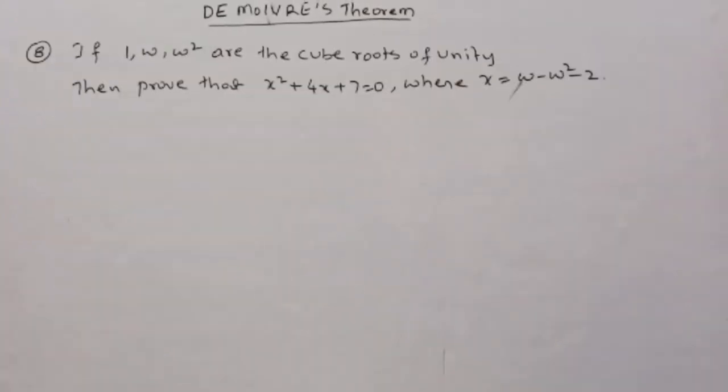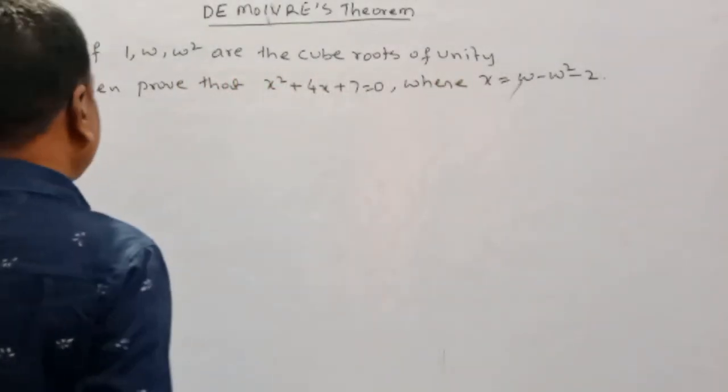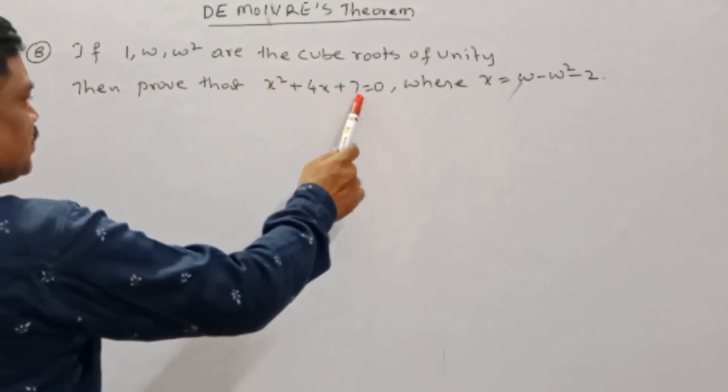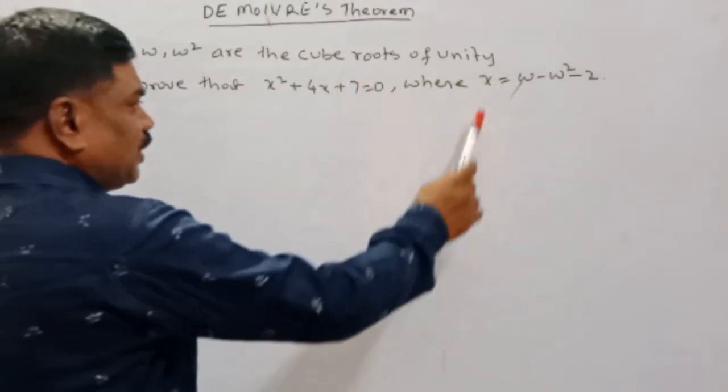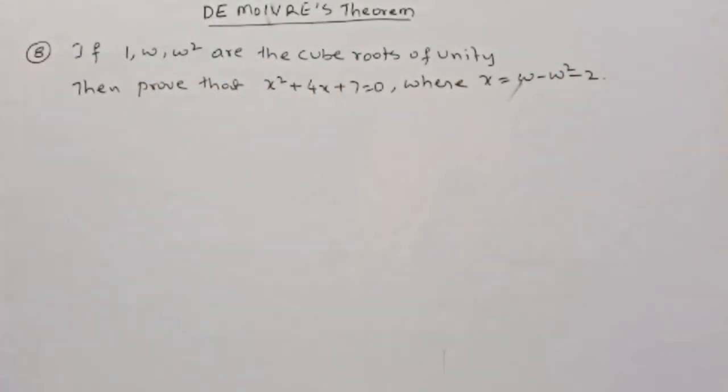We have given one more problem. If 1, omega, omega square are the cube roots of unity, then prove that x square plus 4x plus 7 is equal to 0, where x is equal to omega minus omega square minus 2.